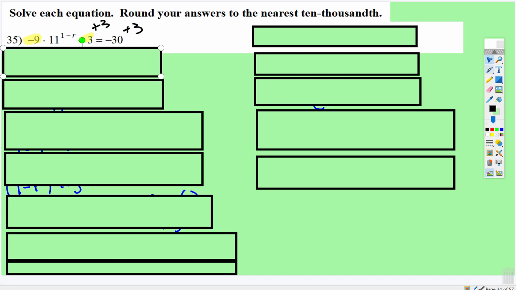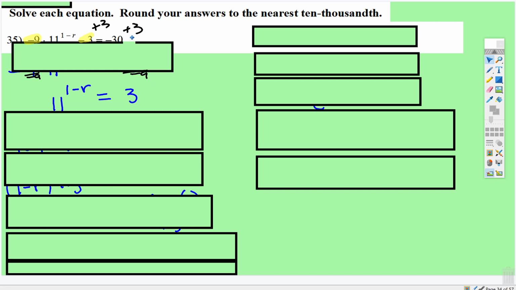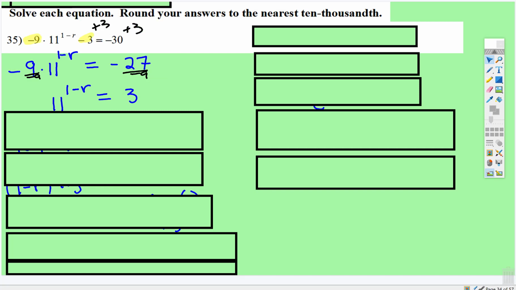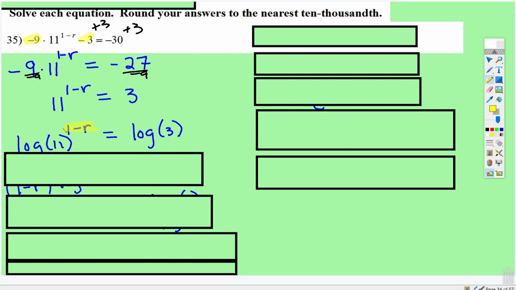All right, so now we have negative 27. Now we have this attached negative 9, so we're going to divide both sides by negative 9. And now we have 11 to the 1 minus r is equal to 3. And now it's like, now what? Well, now you take the log of both sides. And again, when you take the log of both sides, you have to follow the laws of exponents.